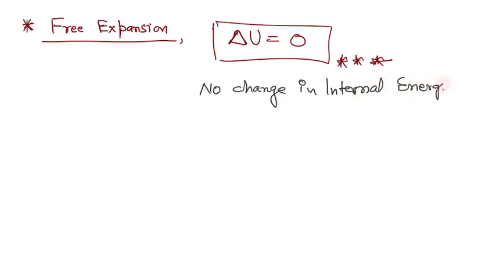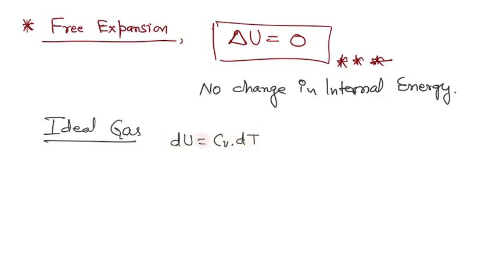So in free expansion, this is the only concept that we have done, that there is no change in internal energy. Now, let's see for an ideal gas. For an ideal gas, we have dU is Cv times dT. For free expansion, your dU is 0, the change in internal energy is 0. It means that your dT is 0. So in free expansion, there is no effect on temperature. The temperature will remain as it is. If dT is 0, then the effect on temperature due to free expansion is 0. There will be no effect.